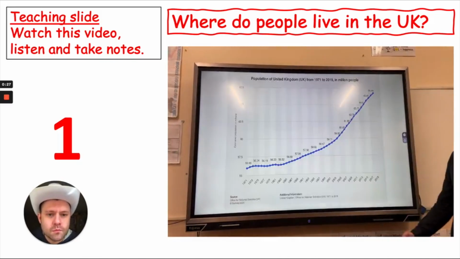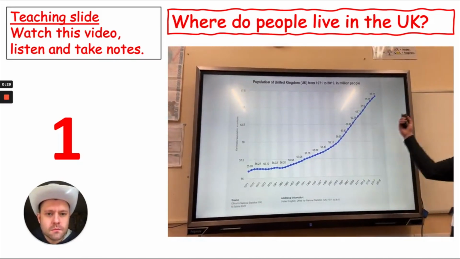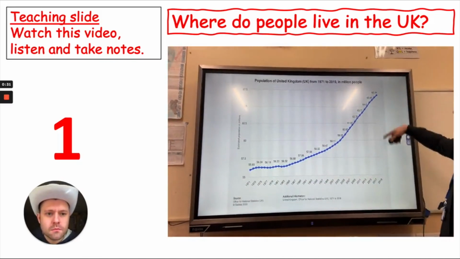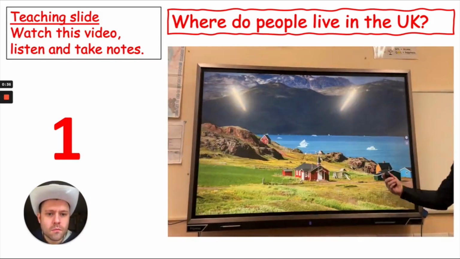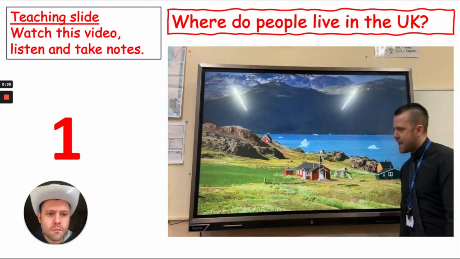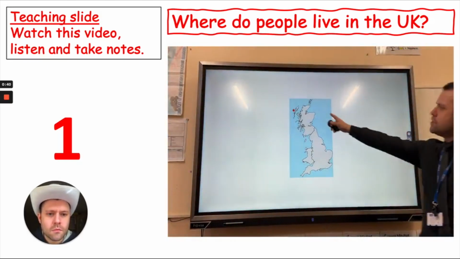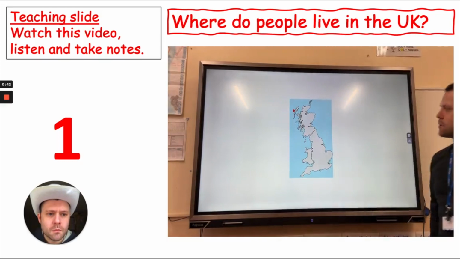Where do people live in the UK? The population of the UK has been rising for many years. In 2019 it was 66.4 million, however now it's close to 67 million. People do still live in sparsely populated areas such as the Outer Hebrides, which is a rural area located off the west coast of Scotland.